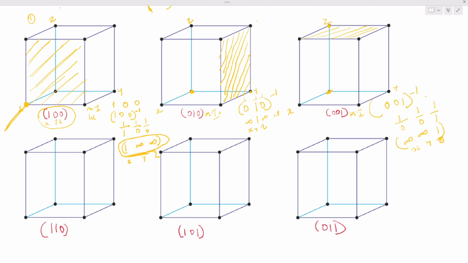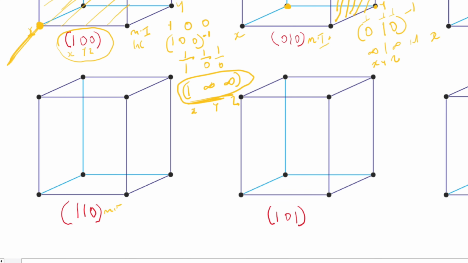Now let's go to question number 4. This is our Miller indices. Remember Miller indices, then we go by doing the reciprocal, which is 1 over 1, 1 over 1, and 1 over 0. So we end up having 1, 1, infinity, right?